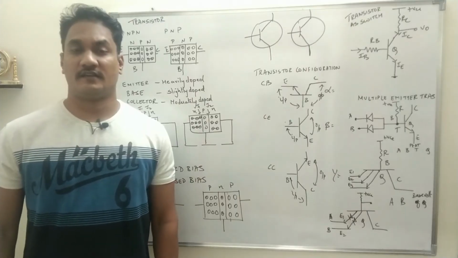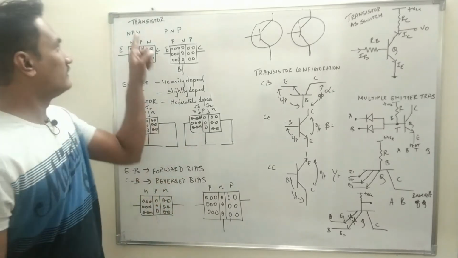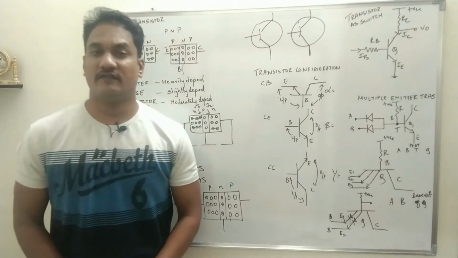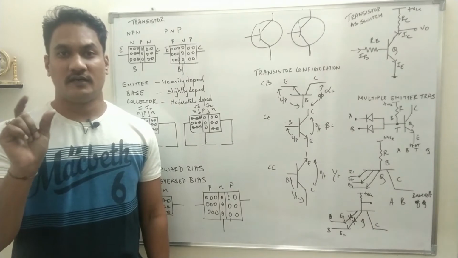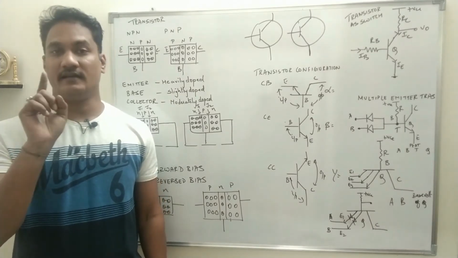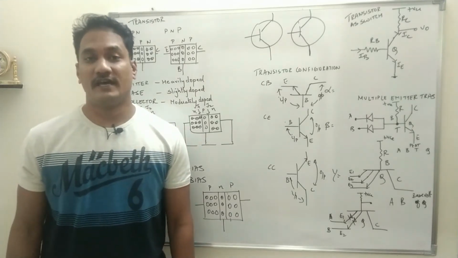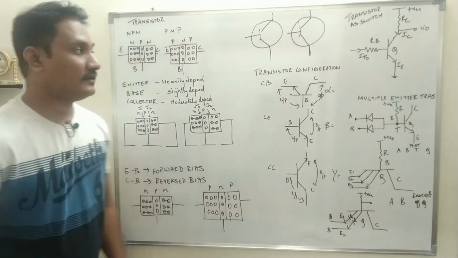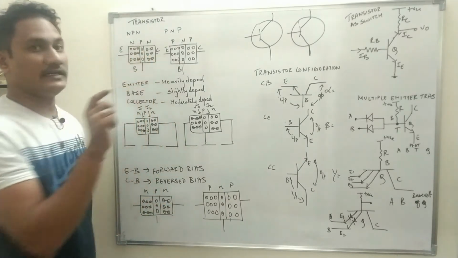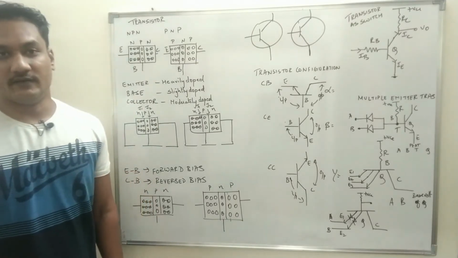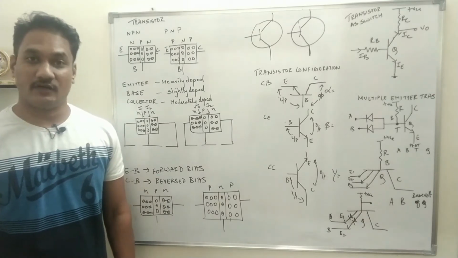Hello students, the next semiconductor device which we'll try to understand is the transistor. As we have already discussed the PN junction diode, in a PN junction diode we have two terminals and one junction, so it is called a two terminal, one junction device, whereas in a transistor you have three terminals and two junctions. So it is a two junction, three terminal device.